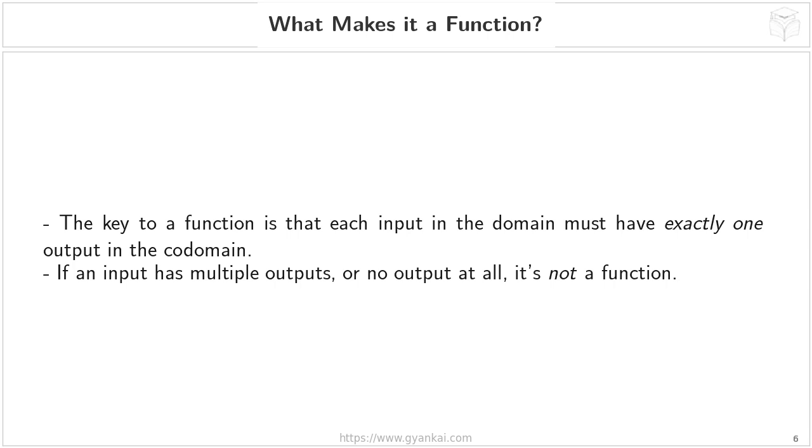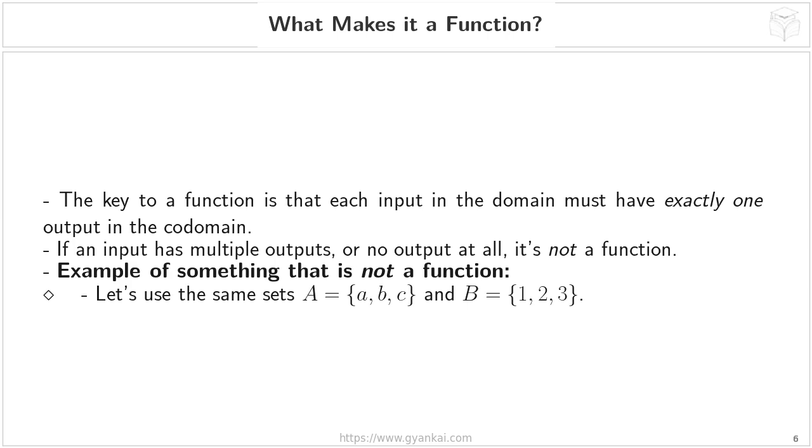If you put the same thing into a function machine, it always has to give you the same thing out. Now, what happens if that rule is broken? If an input has multiple outputs, or even no output at all, then it's simply not a function. It doesn't meet the criteria. Let's look at an example to make this really clear.